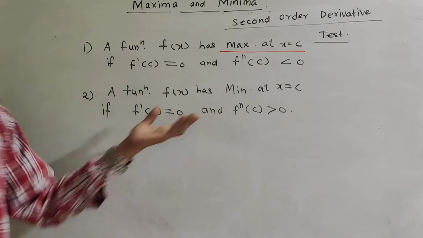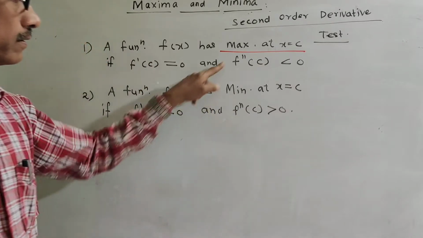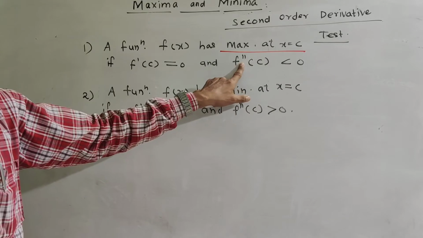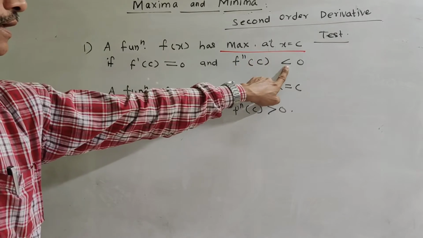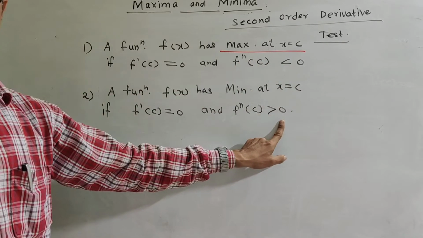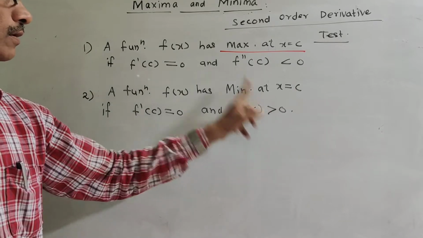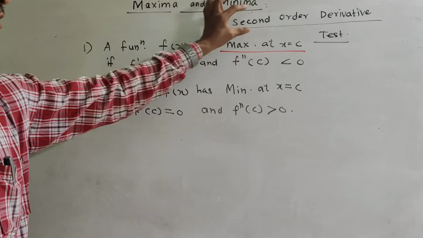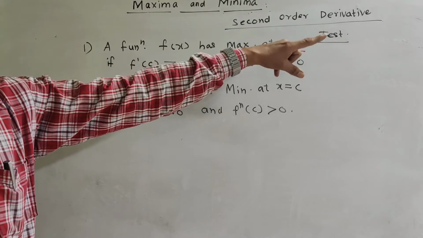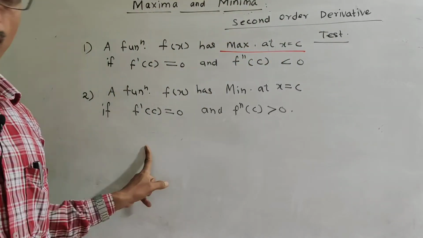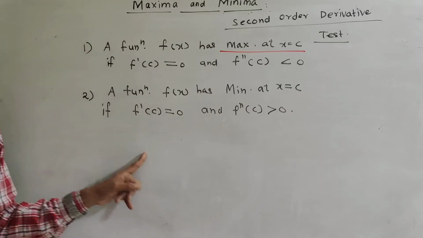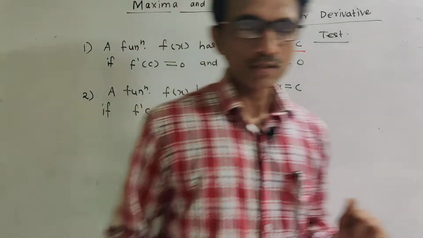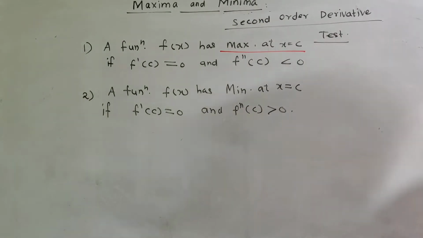And there may arise some case where f double dash of c is equal to 0, because we said here less than 0, greater than 0. So another possibility is what? f double dash of c is exactly equal to 0. In that case, our second order derivative test fails and we go for the first order derivative test. So let's do questions on this maxima and minima.